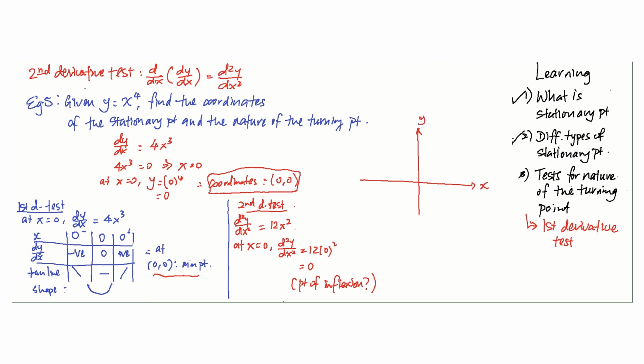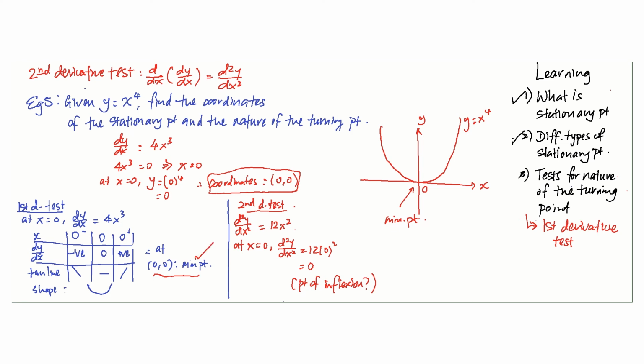In fact, you would have learned this in E-math as well. This is how the graph looks. Y equals x to the power of 4, which actually looks pretty much like a quadratic curve. So ladies and gentlemen, you notice it cuts through the origin, and at the origin it is actually a minimum point. That means that our first derivative test is actually right.